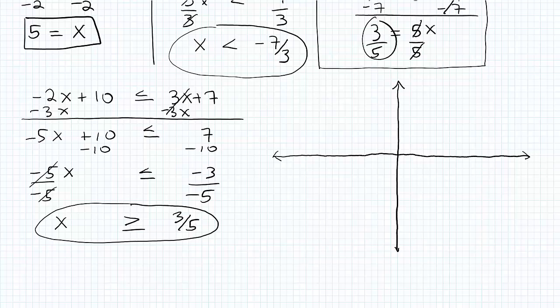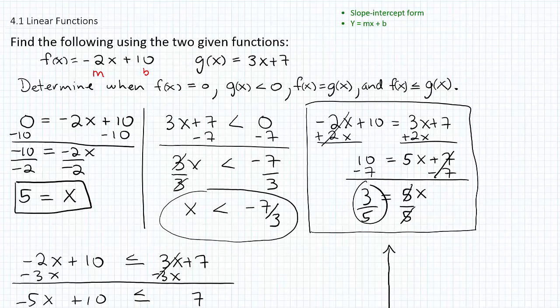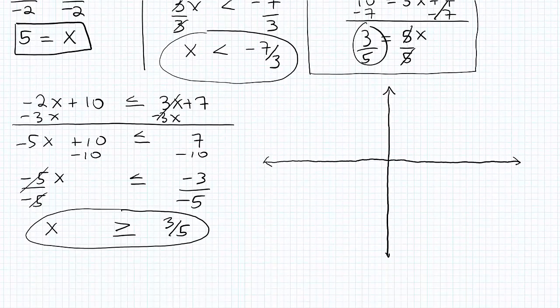Let's start with the first one, f of x. For f of x, the function was, if you remember, negative 2x plus 10. That's in slope-intercept form, correct? The slope here is -2 and the intercept is +10. So let's plot that on our graph. +10 would mean 1, 2, 3, 4, 5, 6, 7, 8, 9, 10. It'd be this point here. And if the slope is -2, it means go down 2 and over 1. So down 2 over 1 and we get the point there. And so that's our line.